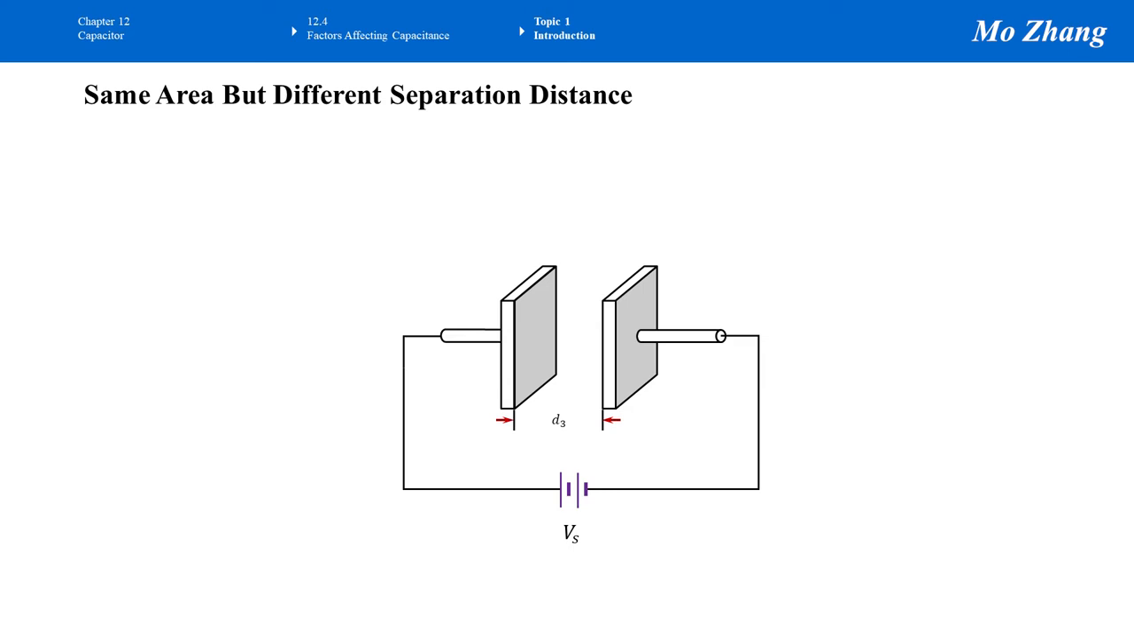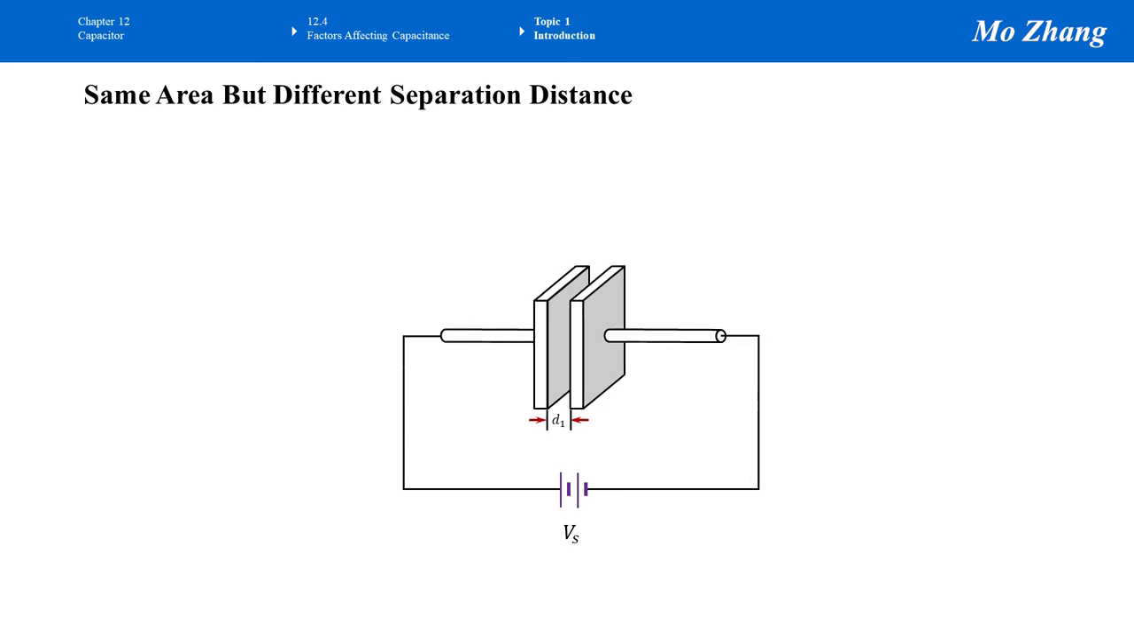The answer is the first type of capacitor. When two plates are close to each other, this kind of capacitor has higher capacitance than the capacitor with plates that are far apart. Let's use a very extreme case to analyze. For example, we can put one plate in Los Angeles and the other plate in New York City. The two plates are very far apart.